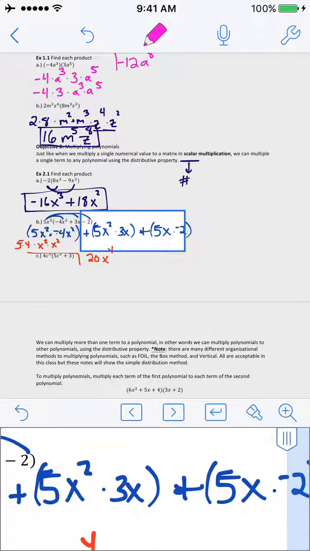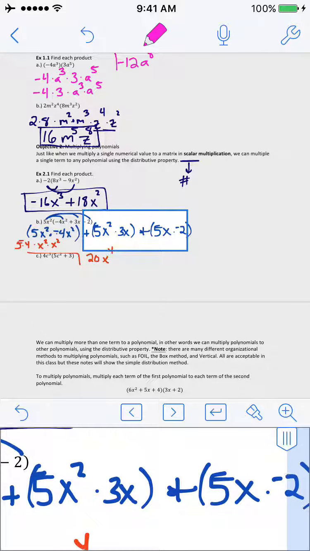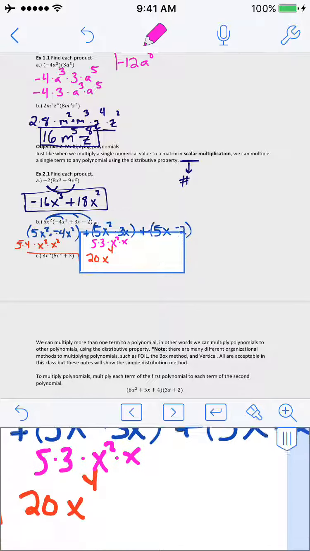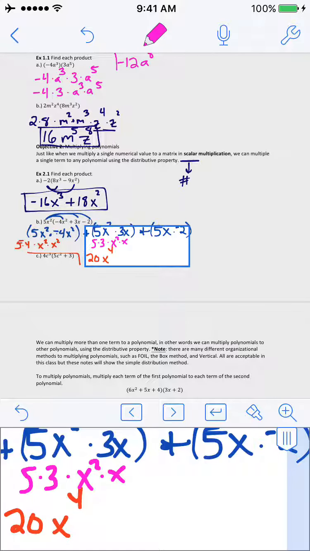I have 5x squared times 3x. I'll rearrange that just a little bit to have 5 times 3 times x squared times x. Even though they're unlike terms, I'm multiplying, right? Since it's all multiplication, I can multiply anything I want to. It doesn't matter about like terms. I have 15, and I'll add those exponents together, x cubed.